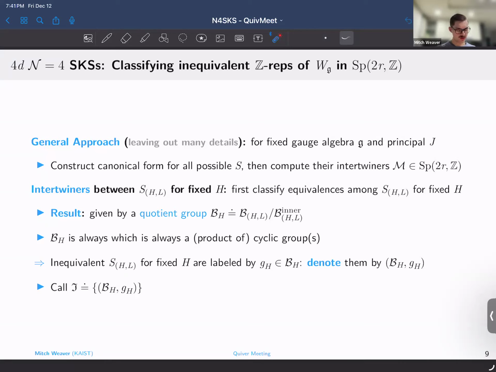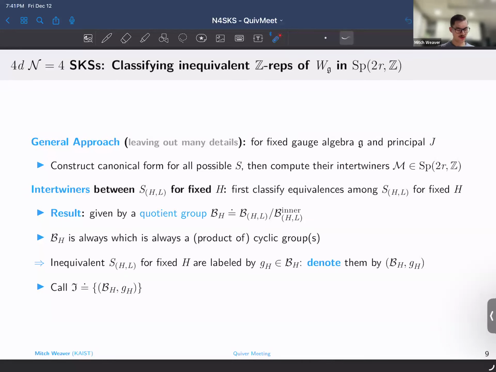But this is just the result, and this B_H always ends up being at least a product of cyclic groups, so something of the form Z_n cross Z_m. It's actually usually even simpler than that. It is just a cyclic group.